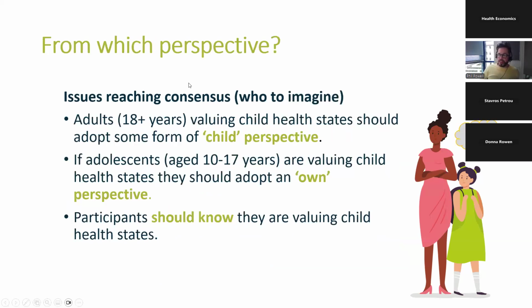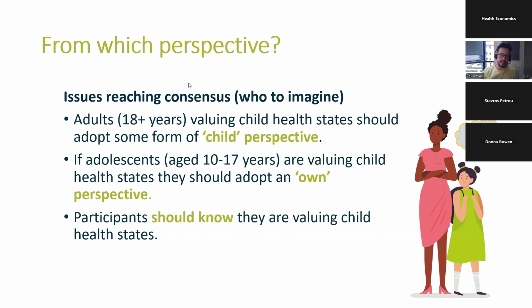And then for reaching consensus on who to imagine, so maybe conversely to the first qualitative study, the consensus in the expert sample was that adults aged 18 and over should adopt a form of child perspective. So there was no support for adults adopting an own perspective when valuing child health states, but instead they should adopt some form of child perspective. There wasn't consensus about what form that should take, whether it was them imagining themselves as a younger child or imagining another younger child, but there was consensus for a child perspective in general.